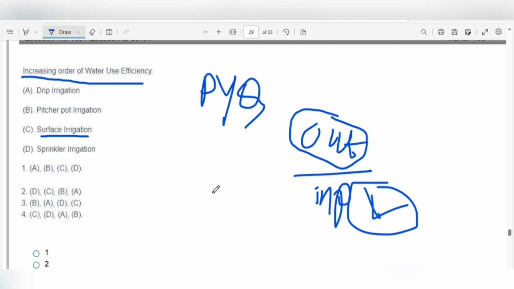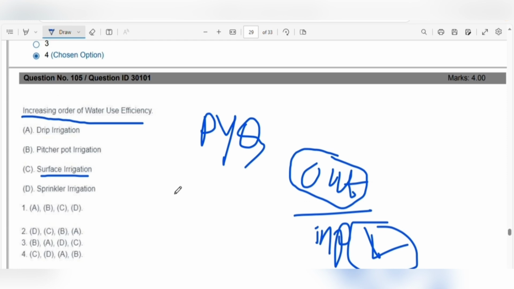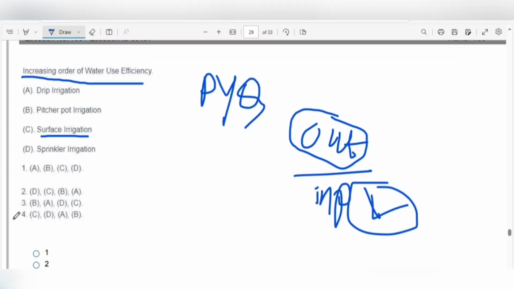So surface irrigation will be the first one. Increasing order means from small to large. So it will be C first, and we can already see our answer. Option 4 is the correct answer, but still we'll see. After surface irrigation, it will be sprinkler, because in sprinkler also there is some chance of wastage, because a lot of water is sprayed around everywhere.